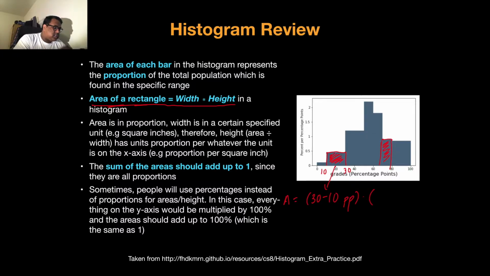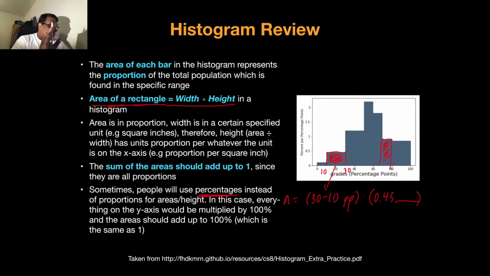Now this is where there's an interesting point of clarification with regards to the height of histograms. Here it seems like the height is around 0.5. It's actually 0.45. But what's the unit? We know that the area has to be a proportion, which is some fraction between 0 and 1. Or, as this last point says, the areas could be in percentages, which means it's the proportions times 100%.